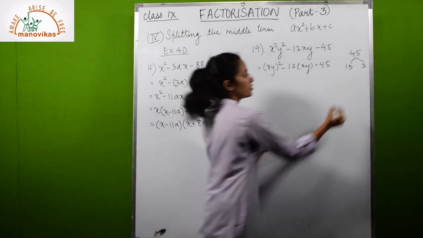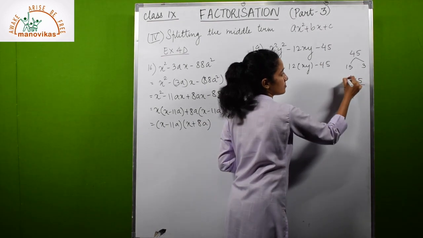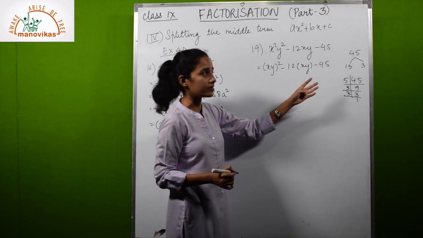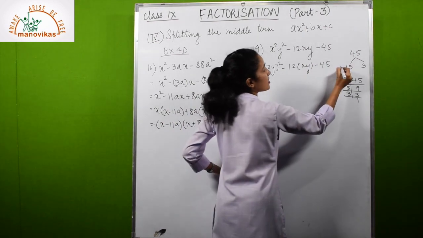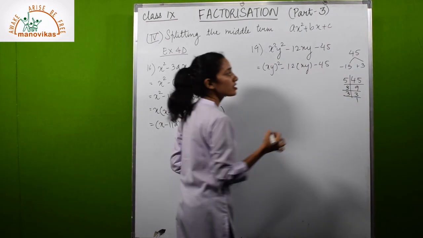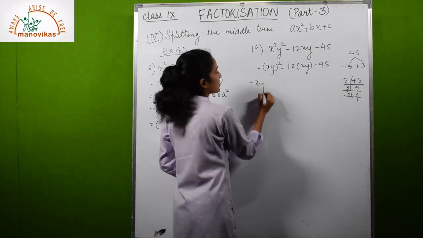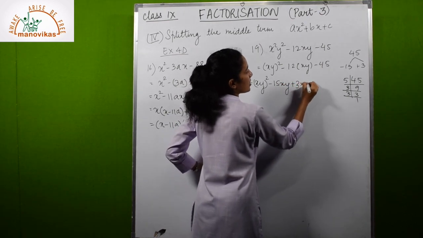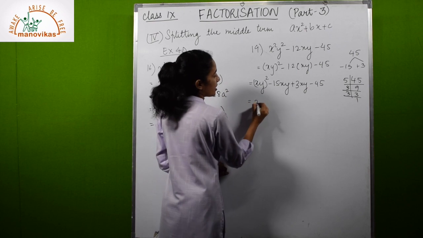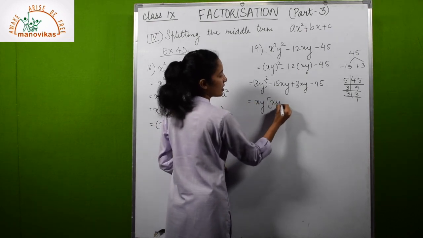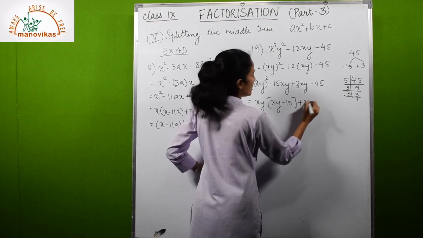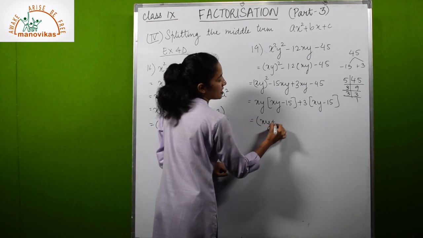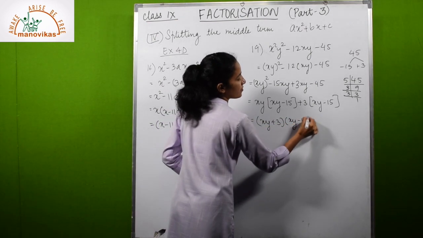If it is still difficult, you can do the prime factorization method and then use trial and error method to get the factors. Now since it is subtraction again, the first sign goes to the greater one, opposite sign to the smaller one. So you are left with xy the whole square minus 15xy plus 3xy minus 45. Taking out xy as the common factor, I am left with xy minus 15 plus 3, xy minus 15. So this is xy plus 3 and xy minus 15.